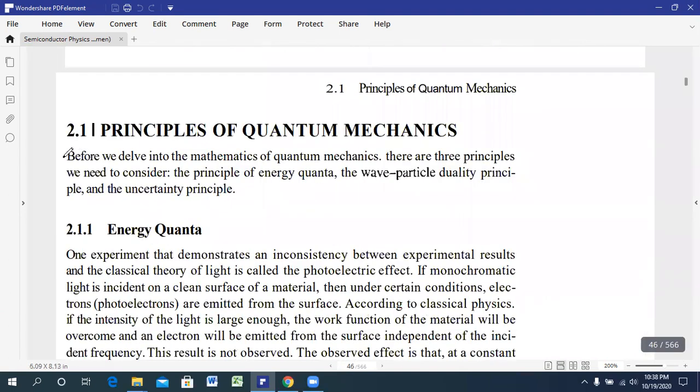Now we'll start from article number 2.1, the principles of quantum mechanics. Before starting quantum mechanics, we need to understand three basic principles. The first is the principle of energy quanta, the second is the wave-particle duality principle, and the third is the uncertainty principle. In today's lecture, we will go through these three topics.